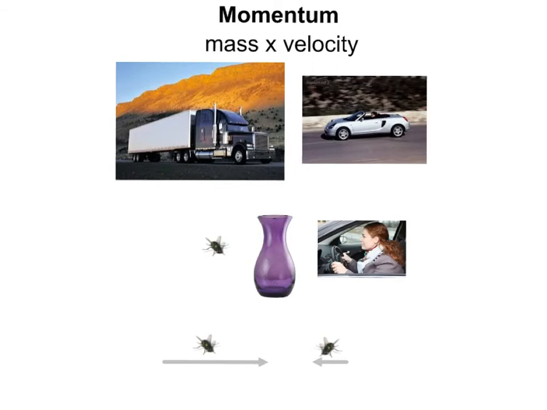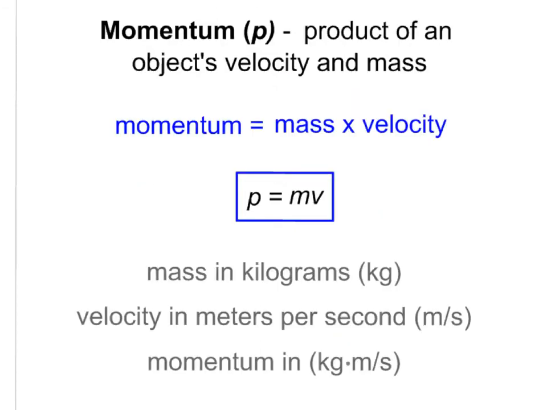Now let's say we have two little flies and they are traveling at different speeds. Let's say this one has a much greater velocity than this one. What do you think the impact will be when they finally run into something? Well, this one will have much greater momentum because it's going a lot faster than this one. So both mass and velocity matter when we're talking about momentum.